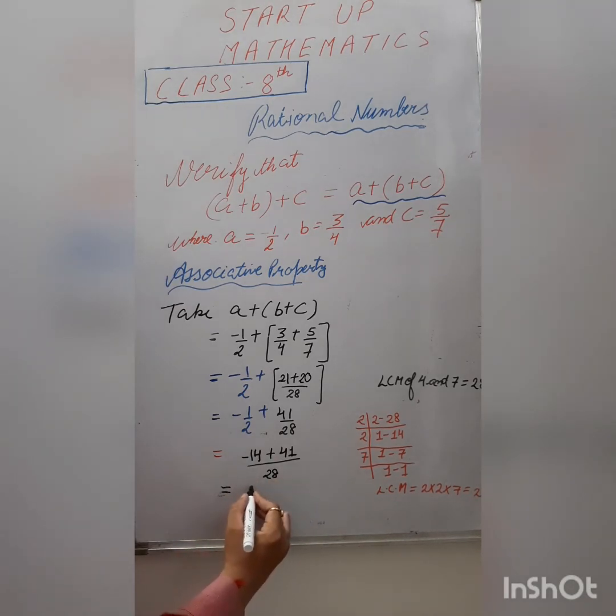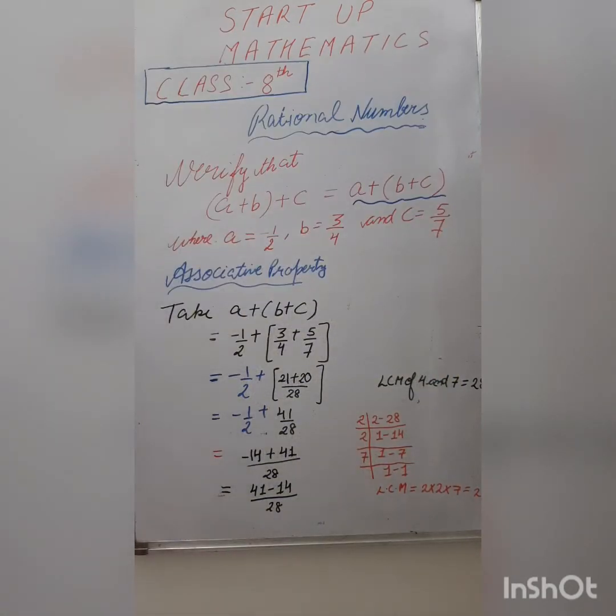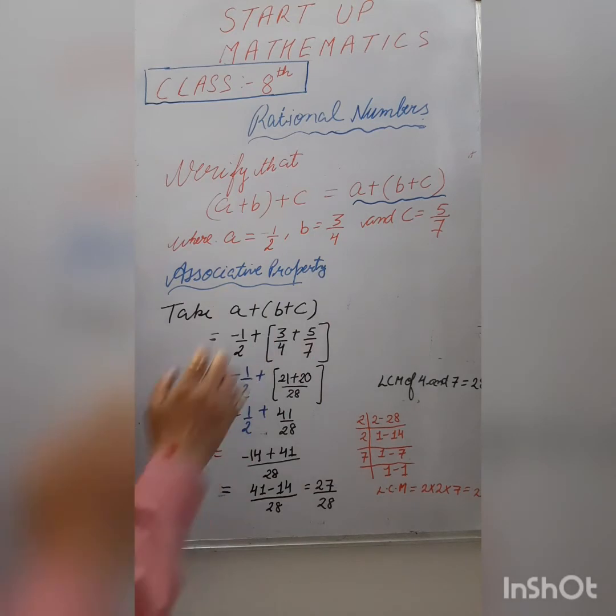Just rewrite 41 minus 14. So subtract 14 from 41, the answer is 27 and the denominator is 28. See, in both the orders, by grouping the three rational numbers, the sum obtained in both the cases remains same. In this order the sum is 27 upon 28, and in this order also the sum is 27 upon 28.